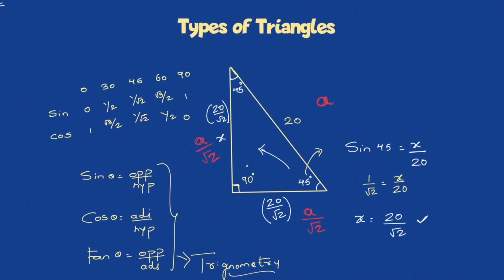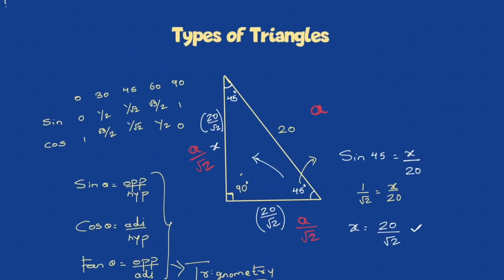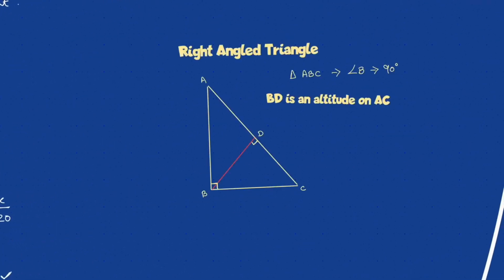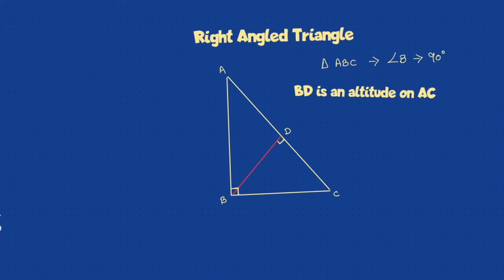After 30, 60, 90, let's move on to the next triangle, which is our right angle triangle. Okay, so the right angle triangle, angle 90 at B. So angle B is equal to 90 degrees in ABC. BD is an altitude to AC. Now remember, what is an altitude? An altitude is just a perpendicular drawn onto the opposite side. Nothing else. It's not a perpendicular bisector. Okay, it's just a perpendicular.